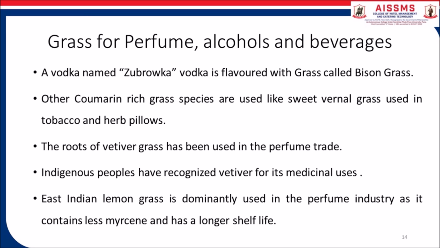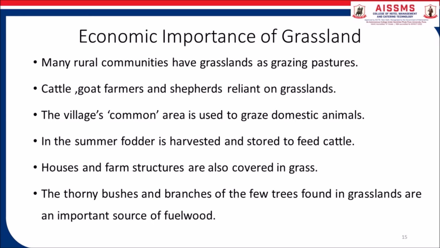East Indian lemongrass is dominantly used in the perfume industry as it contains less myrcene and therefore has a longer shelf life as well. Let us understand the next objective, which is the economic importance of grassland. Grassland plays a very vital role for economic purposes as well.